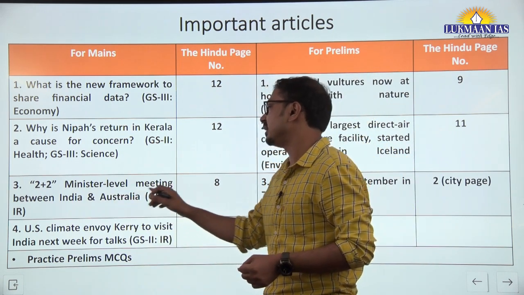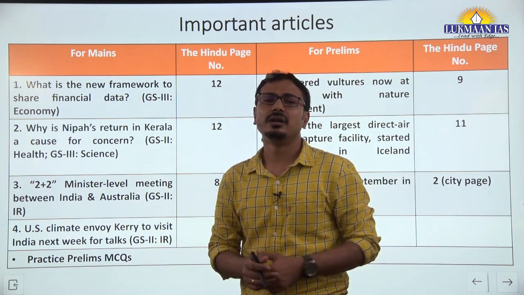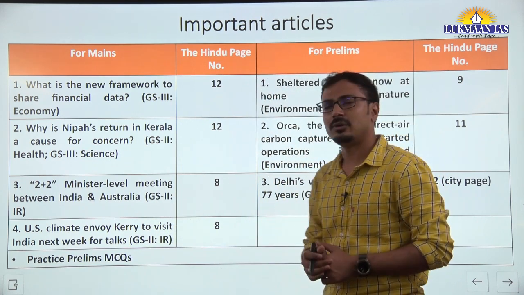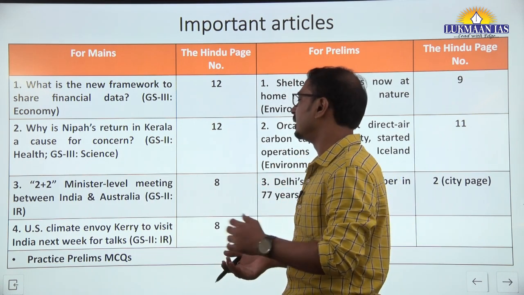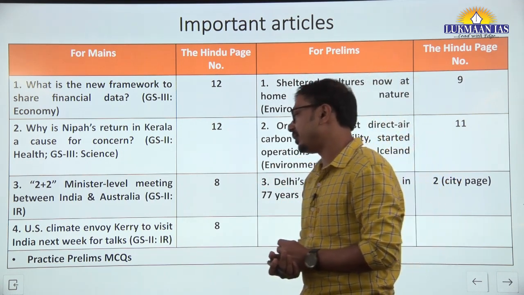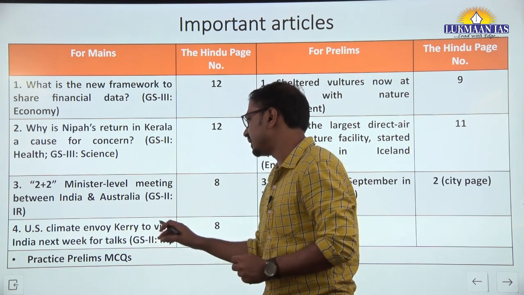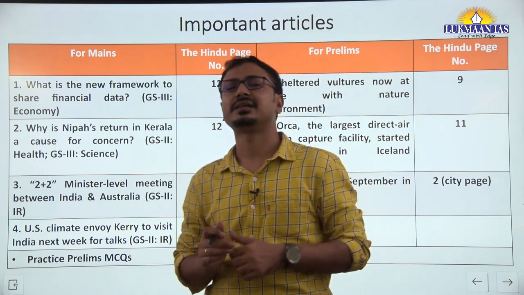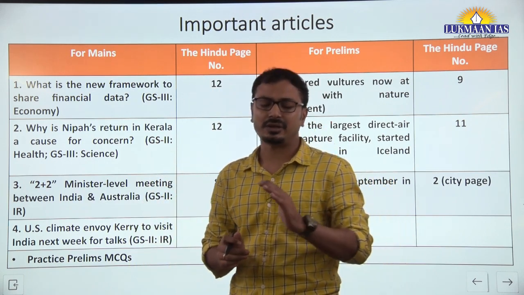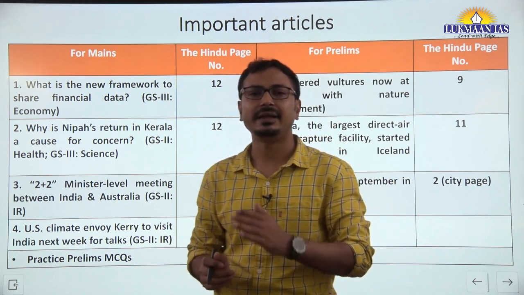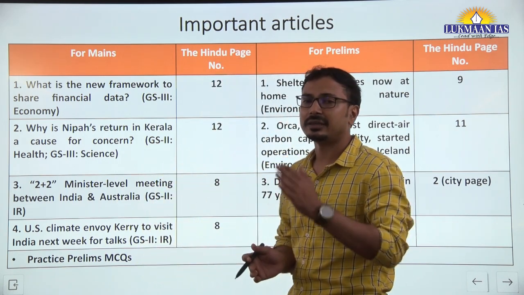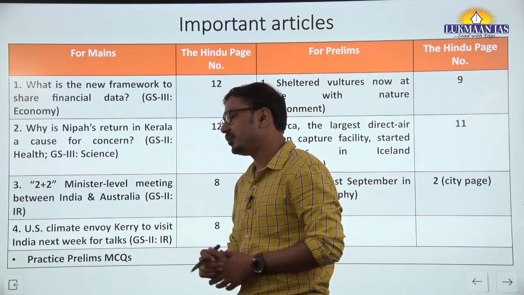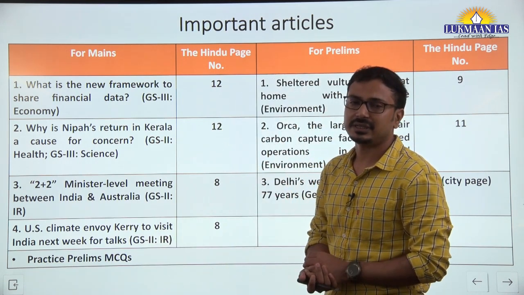Then a 2+2 ministerial level meeting between India and Australia was recently held, and the outcome of this is highlighted in this particular article. So we have to follow up on international relations, GS2 paper, so that is relevant here. Now, US climate envoy John Kerry to visit India next week for talks. So this is important for the GS2 paper IR section. Whatever the climate related or bilateral relation between US and India in the climate change action plan or that area, that is an important area for the bilateral relations, right.